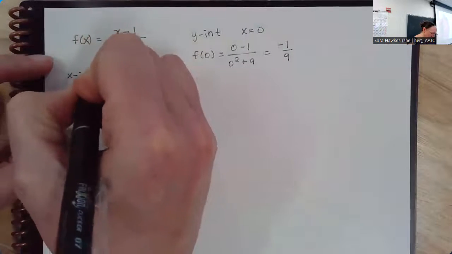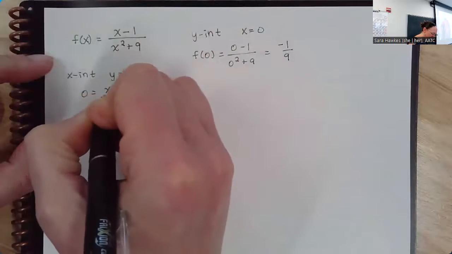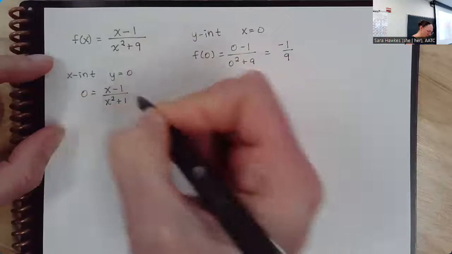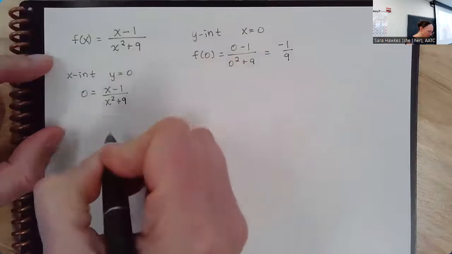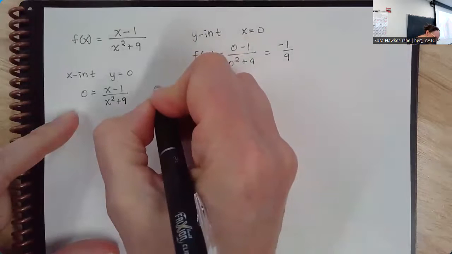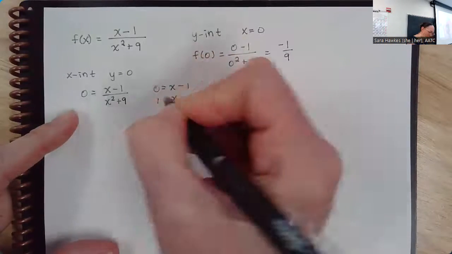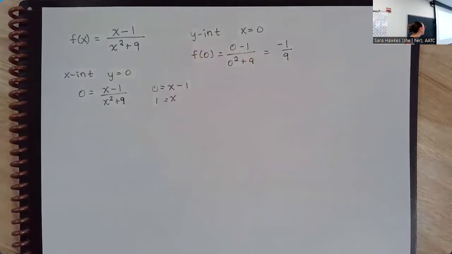X-intercepts always happen the same way. We set y equal to 0. And if I set this equal to 0, it can only actually be equal to 0 if the top is 0. So I know that 0 is equal to x minus 1, and x has to be equal to 1. So for the x-intercepts, we ignore the denominator.